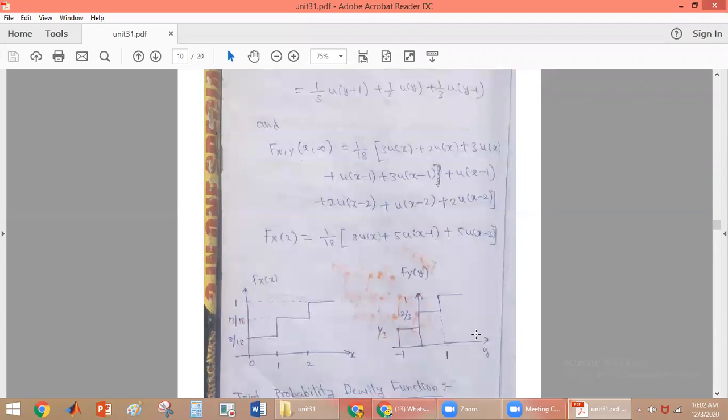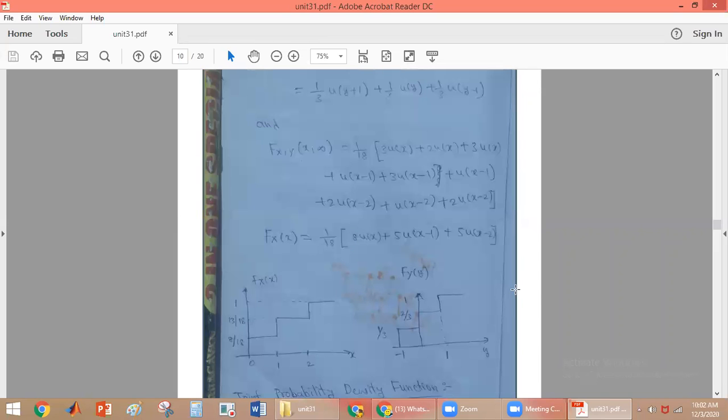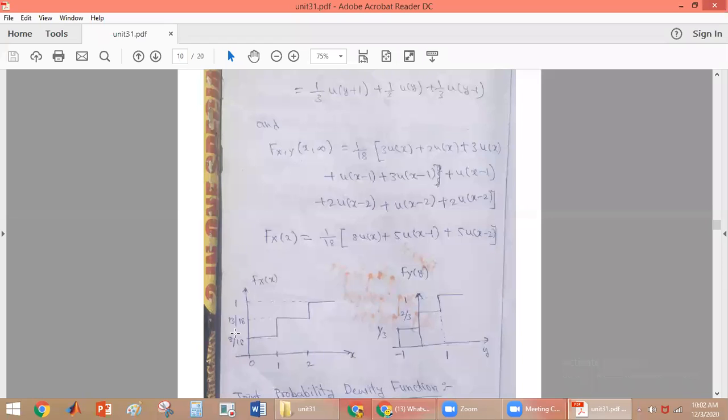Then we'll plot this, fx of x. It will start from 0. U of x is having the value 1 for x greater than or equal to 0. So the amplitude at x is equal to 0 is 8 by 18. Then we have one more step function from x is equal to 1 onwards.